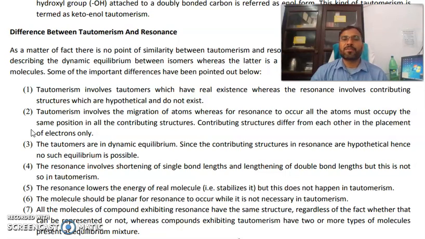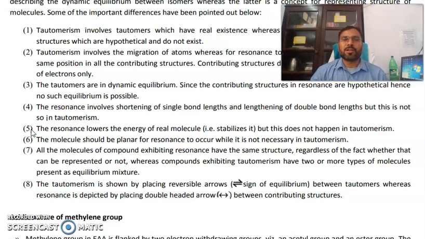The molecule should be planar for resonance to occur, while it is not necessary in tautomerism. All the molecules of a compound exhibiting resonance have the same structure, regardless of whether that can be represented or not, whereas compounds exhibiting tautomerism have two or more types of molecules present in equilibrium. Tautomerism is shown by placing reversible arrows, the sign of equilibrium, between the tautomers, whereas resonance is depicted by placing a double-headed arrow between contributing structures.